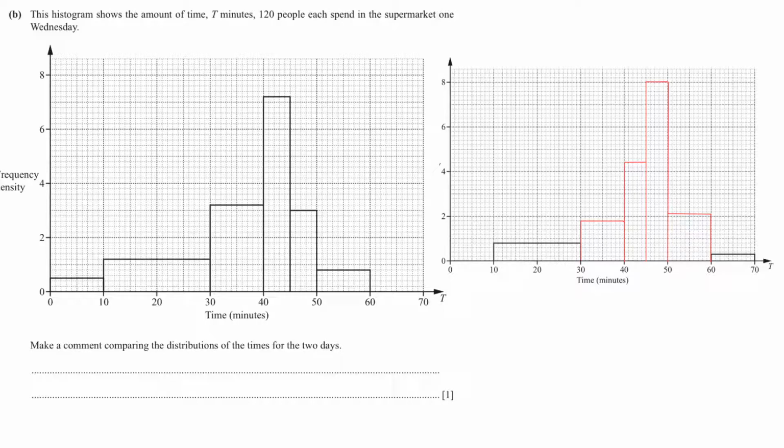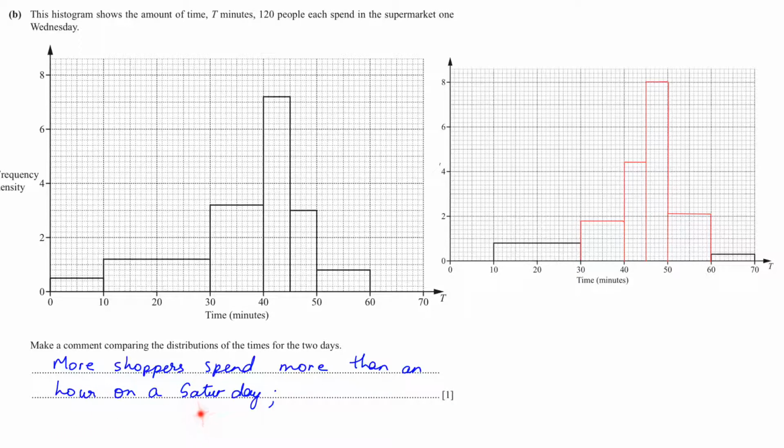You can say more people spend time shopping on a Saturday. Here we have got 60 to 70 minutes. We don't have anyone in the 60 to 70 minutes range on Wednesday. So that's one thing you can write. So we have written more shoppers spend more than an hour on a Saturday, or in general, shoppers spend less time on a Wednesday than on a Saturday.